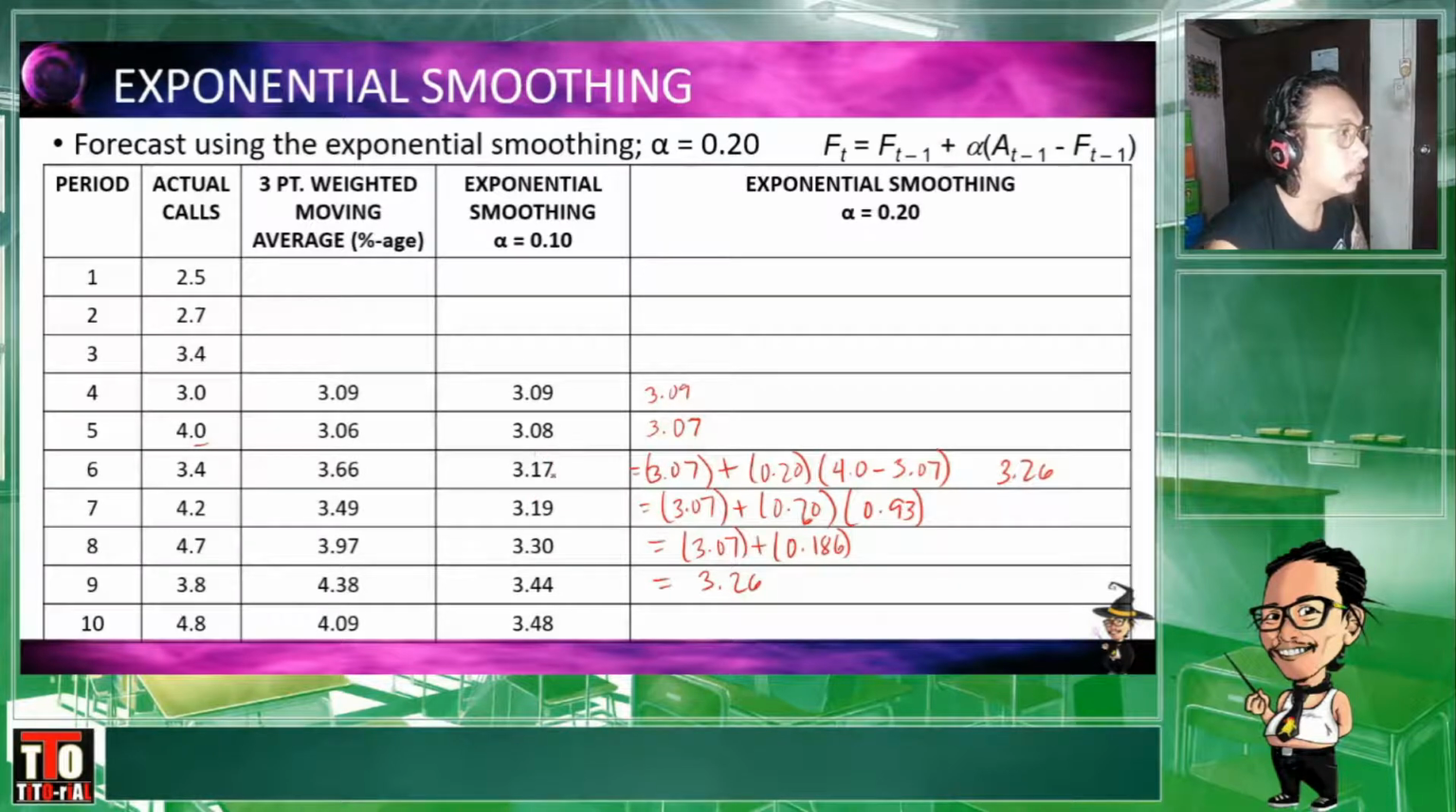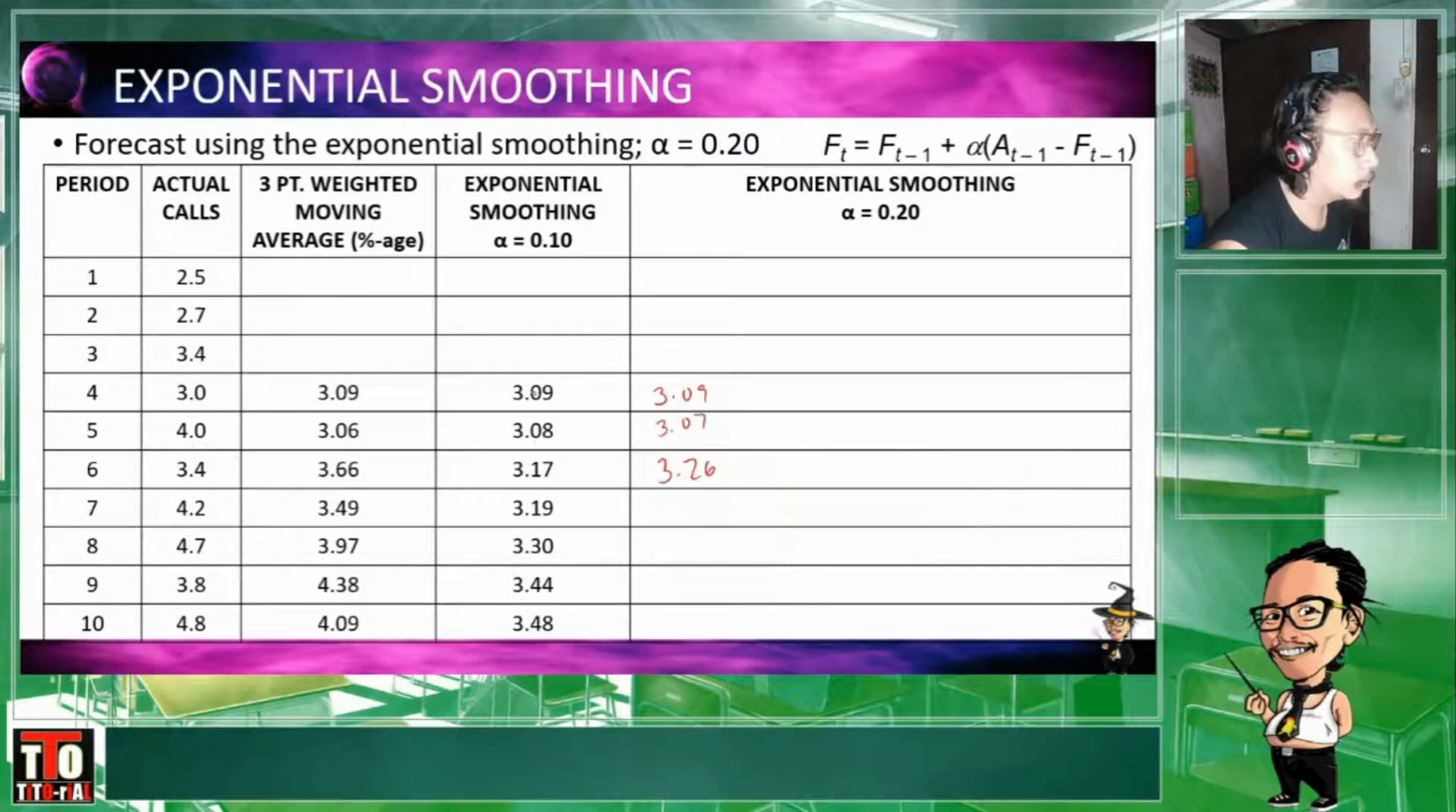Okay? Again, let's try once more. Period 7, 3.26 plus 0.20. Let's multiply now our actual for period 6, which is 3.4. So, by now guys, you should be getting faster since we are following the technique of exponential smoothing. And then our forecast, 3.26. Okay?